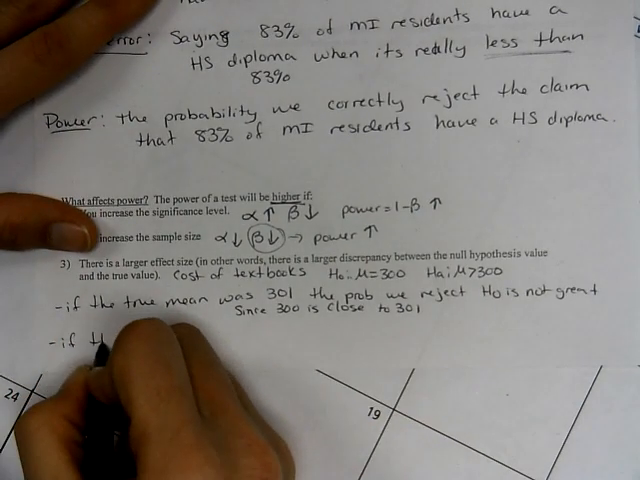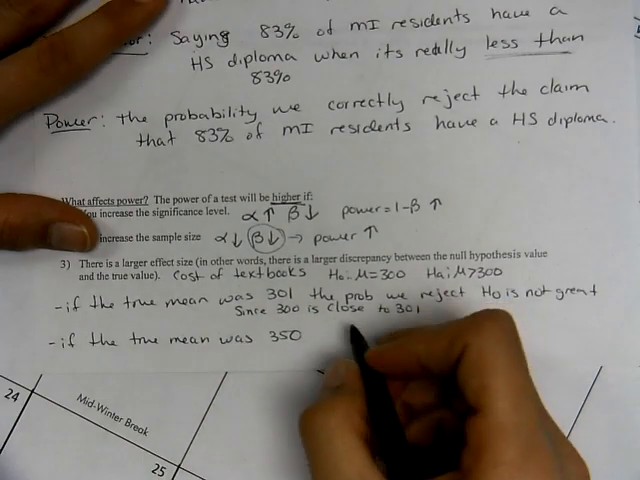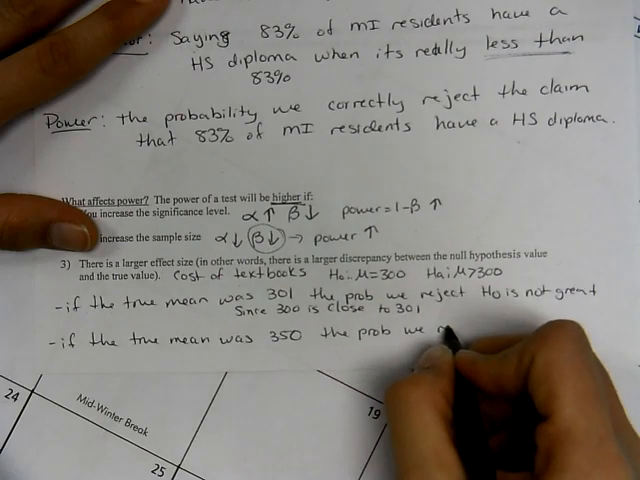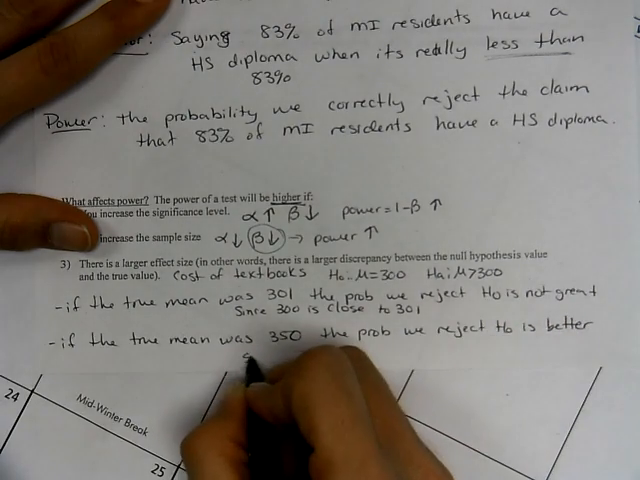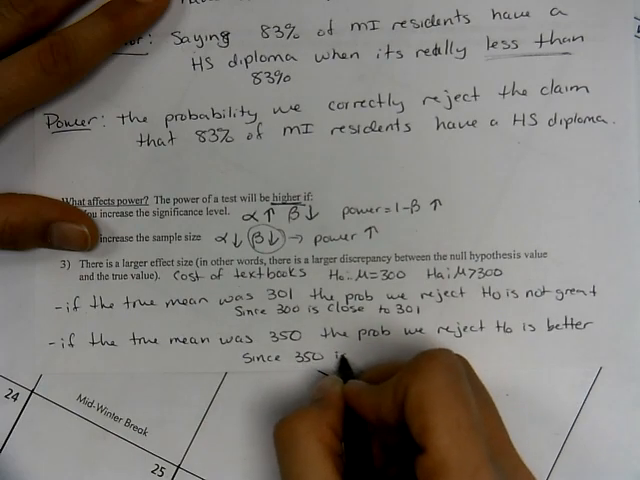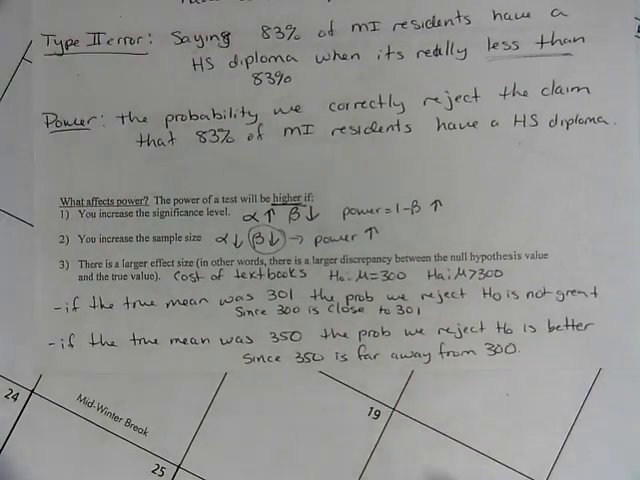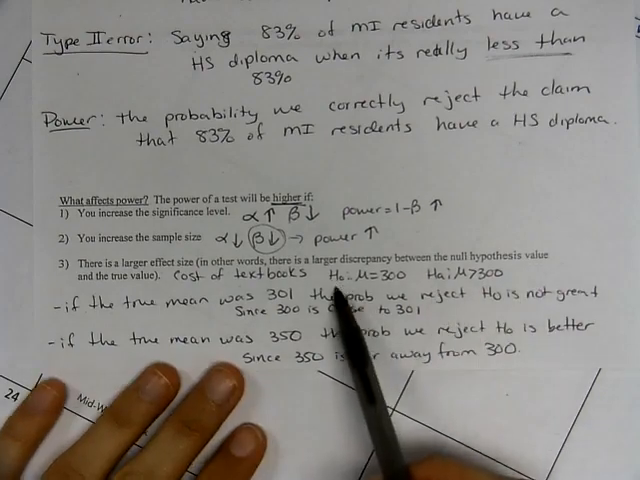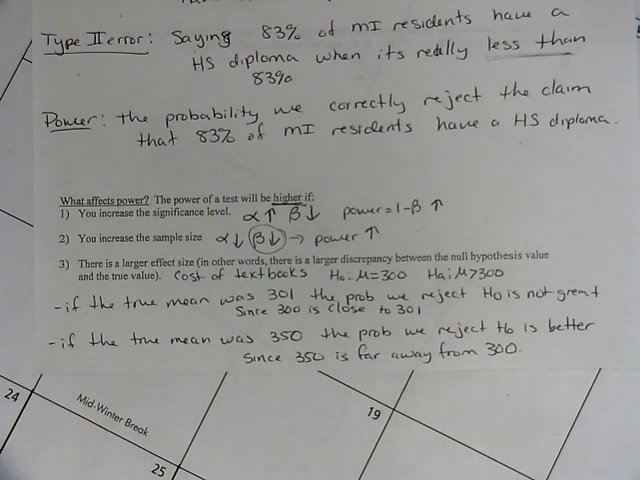Now, if the true mean was 350, the probability we reject the null hypothesis is better, since 350 is far away from 300. So we'll make the correct decision. Now, can you really change a lot of this? Not really. You just hope you pick a good value here that's farther away than what you want.